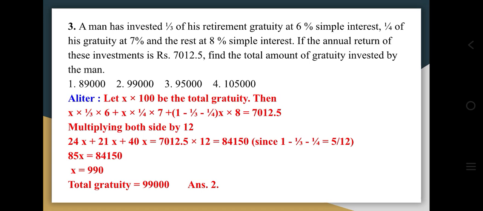If you multiply the equation by 12, we get 24x plus 21x plus 40x is 7012.5 into 12, which is 84,150. So 85x is 84,150. So x is 990. Since the total gratuity is x into 100, it is 99,000.